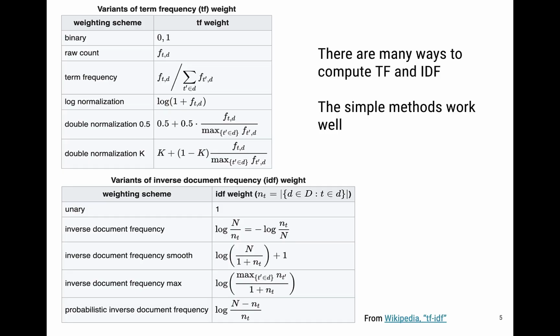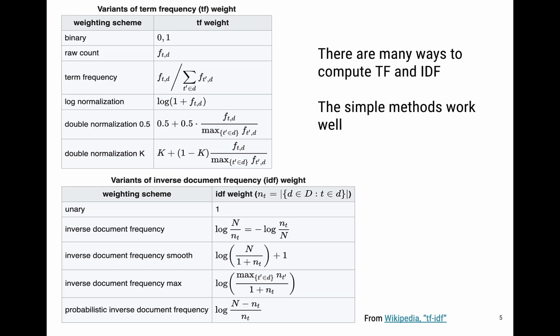The ones that I prefer are the term frequency measure where you just divide the number of times a particular term appears by how many terms there are in a document, or dividing the number of times the term appears by the number of times the maximum term appears in that document.